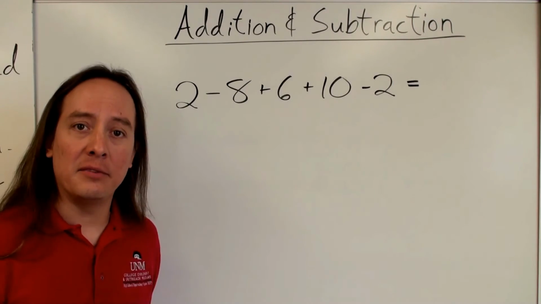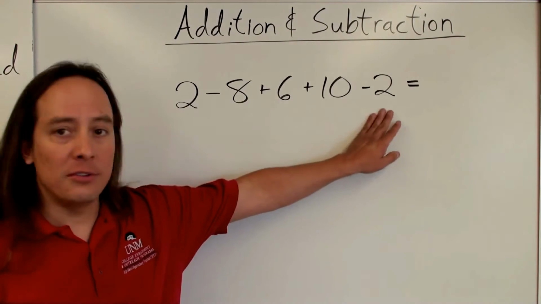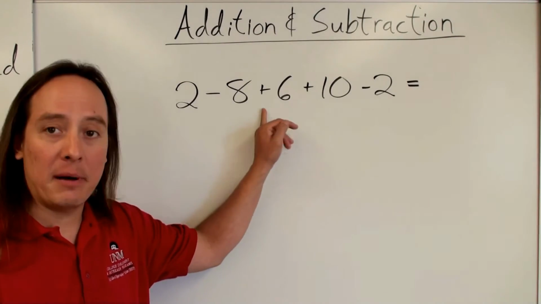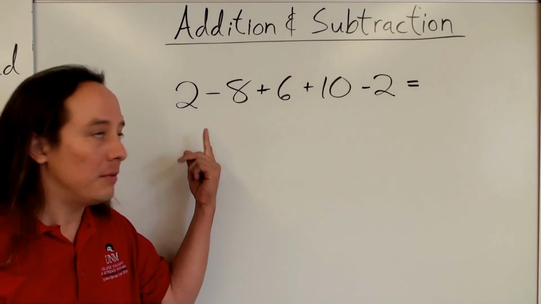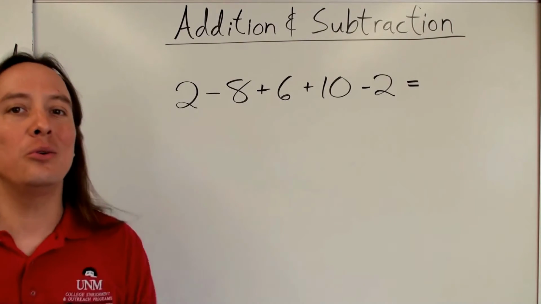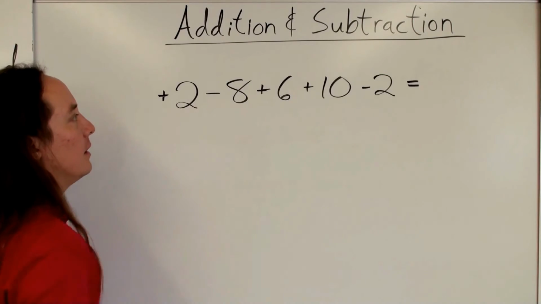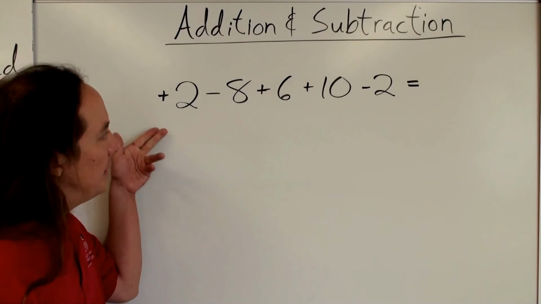Every number should have a sign in front of it, right? The 2's got a negative, the 10's got a positive, the 6's got a positive, not the best positive, but a positive. 8's got a negative in front of it, and the 2 doesn't have one, so the 2 is positive as well. Now, you can go in a linear fashion.